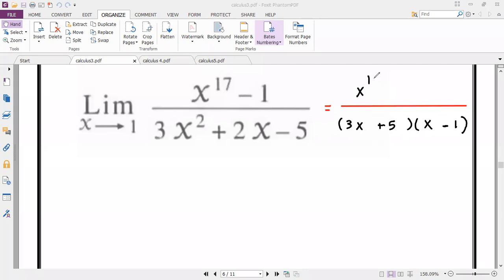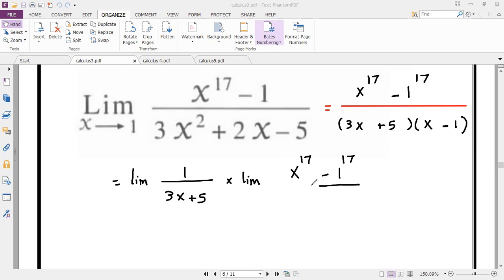And write the top as it is, x to the power of 17 minus 1. You know this one can be written as 1 to the power of 17. Then we can split this as two limits. So it's the limit of 1 over 3x plus 5 multiplied by the limit of x to the power of 17 minus 1 to the power of 17 over x minus 1. Here in the first limit, x approaches 1. So it's a direct substitution, but instead of x, it will be 1 over 3 times 1 plus 5.